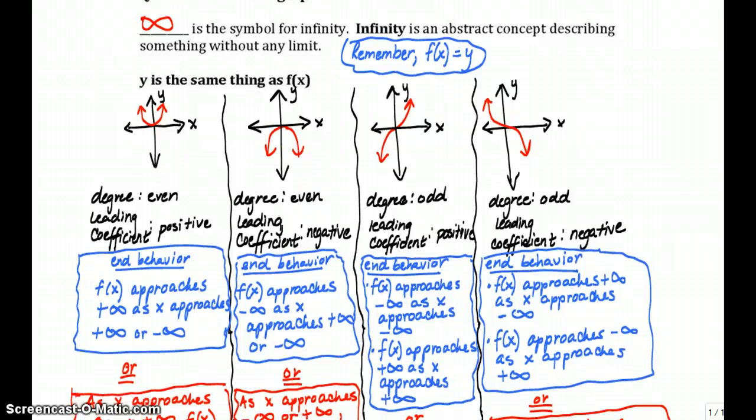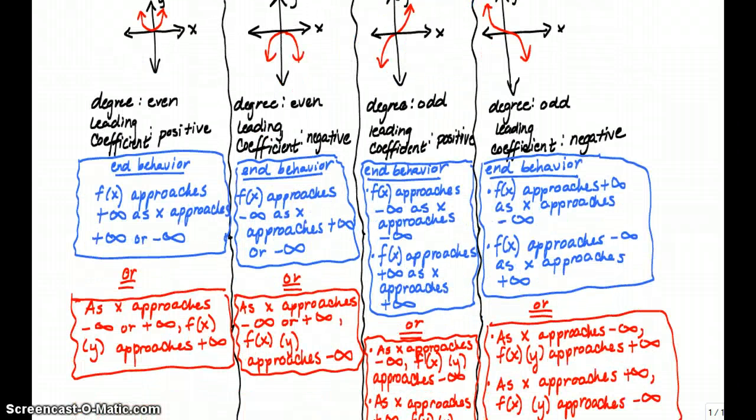Now my preference is to state it as x approaches negative infinity, the f of x or y approaches positive infinity, and then as x approaches positive infinity, the f of x or y values will approach negative infinity. Again, use what works best for you in terms of the end behavior description. I'll accept either one. The blue is the book description, more formal mathematically, but the red may be a little more clear for you.